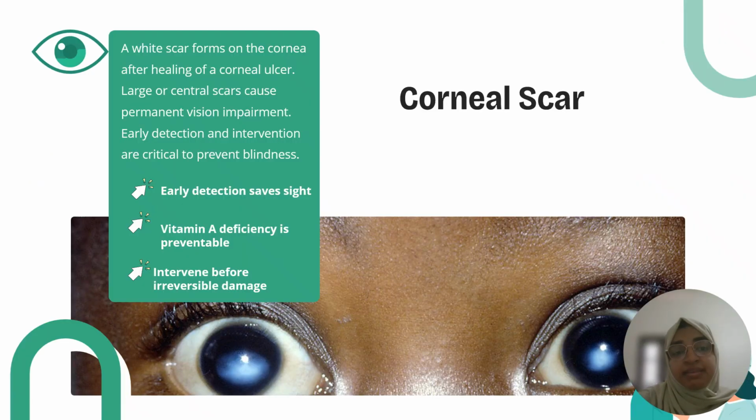Corneal scar means that if the corneal ulcer heals, a white scar may remain in the cornea. Depending on size and location, the scar can significantly affect vision and may cause permanent visual impairment. This picture shows a white scar in the center of the cornea.